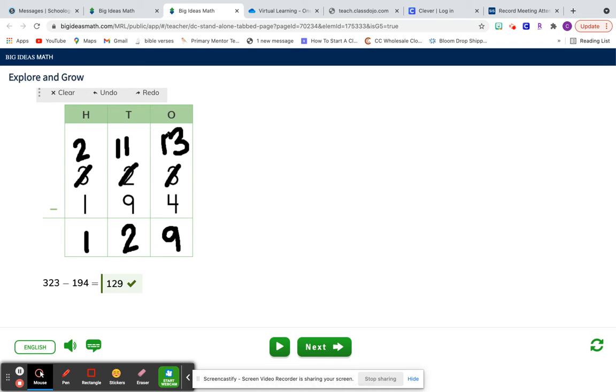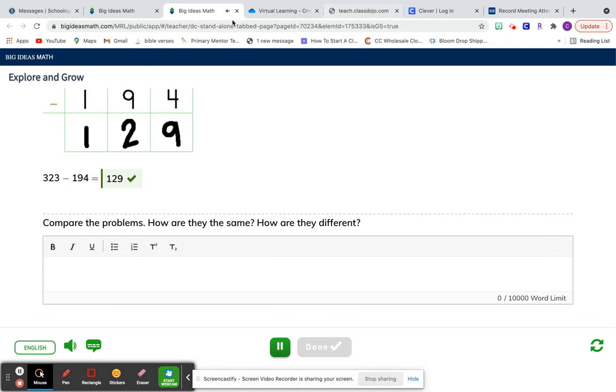All right, now this is a lot of steps, so make sure you do your regrouping. Take your time with it. Don't rush through it, because sometimes people will rush through and forget to cross out their 2 here, and then they'll come over, change this to a 12, and you end up just being a number or 2 off. So make sure you follow all the steps. Take your time with it. Compare the problems. How are they the same?